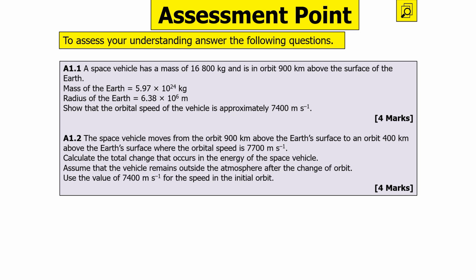The next question says, a space vehicle has a mass of 16,800 kilograms and is in an orbit 900 kilometers above the surface of the Earth. Then we give the mass of the Earth and the radius of the Earth, so show the orbital speed of the vehicle is approximately 7,400 meters per second. Now the space vehicle moves from the orbit of 900 kilometers above the Earth's surface to an orbit 400 kilometers above the Earth's surface, where the orbital speed is 7,700 meters per second. Calculate the total change that occurs in the energy of the space vehicle. Assume that the vehicle remains outside the atmosphere after the change of orbit and use the value of 7,400 meters per second for the speed in the initial orbit.